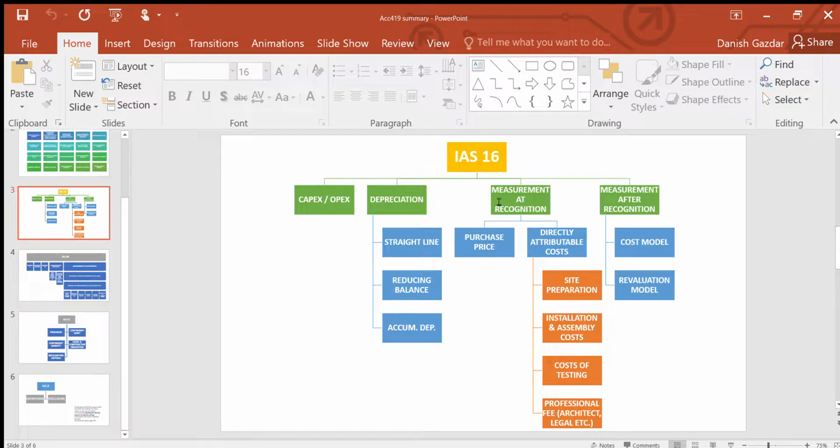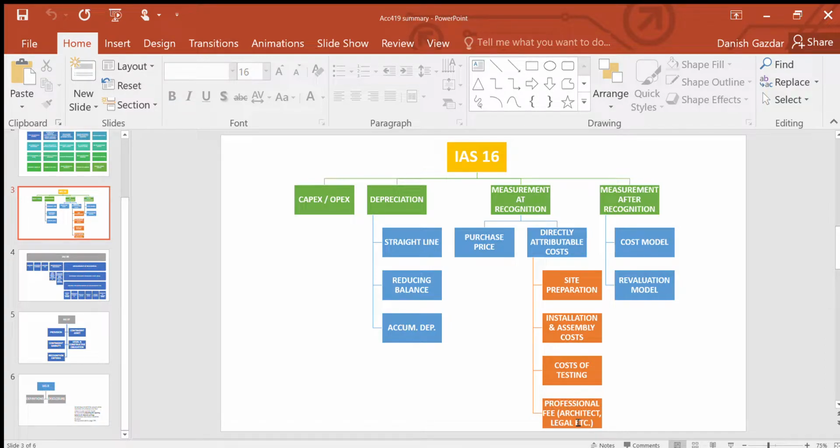Now the asset is measured at recognition, which means the question arises that what constitutes as a cost of asset. So first, of course, the most obvious thing is that the purchase price would be considered as the cost of the asset. Then there are other costs which are known as directly attributable costs. For example, if a company intends to install, commission a factory, there would be various types of expenses which the company would incur. First would be site preparation. The site would need to be prepared. Then there would be installation and assembly costs. Then there would be cost of testing, and there, of course, there would be professional fee.